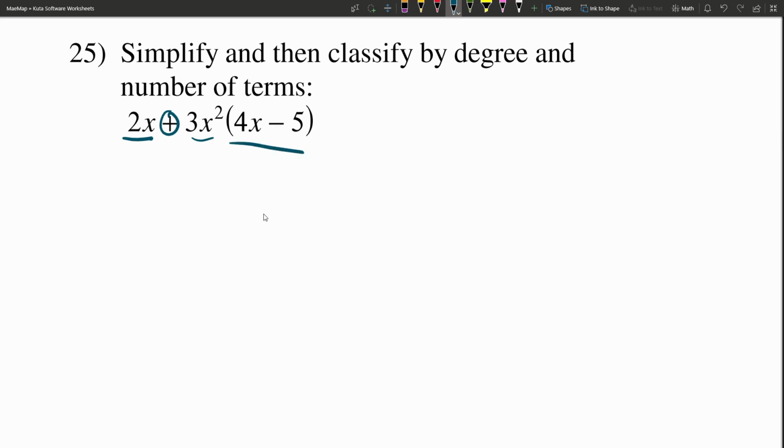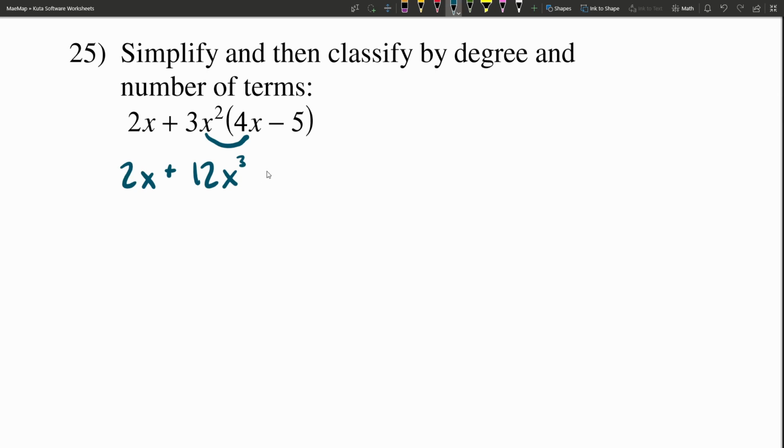Order of operations matters. So we need to multiply these two first before we add this term, because multiplication comes before addition. And since there's no way to simplify down what's in the parentheses, we're going to need to distribute through when we multiply. So we're going to have 2x, and we're going to add that to 3x squared times 4x, which is 12x to the 3, because this is an x to the first. x squared times x to the first is x cubed.